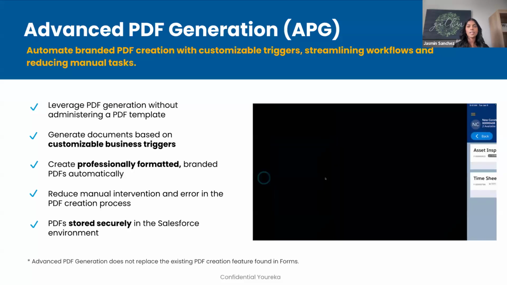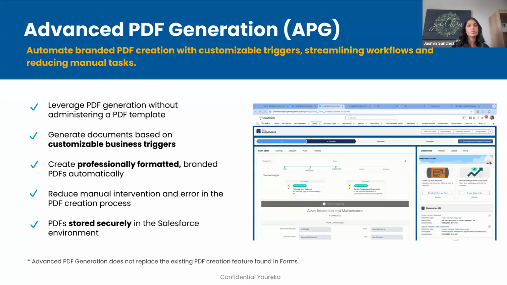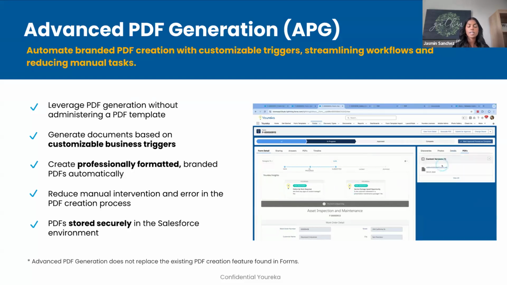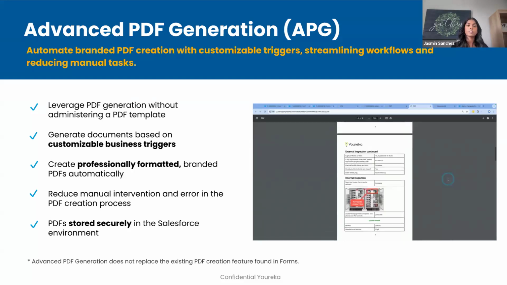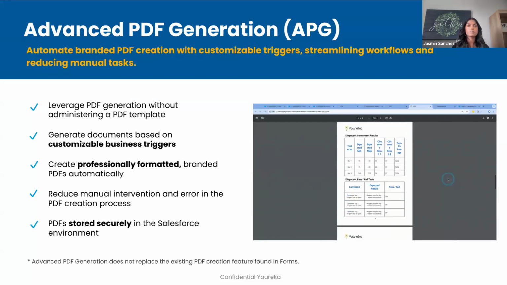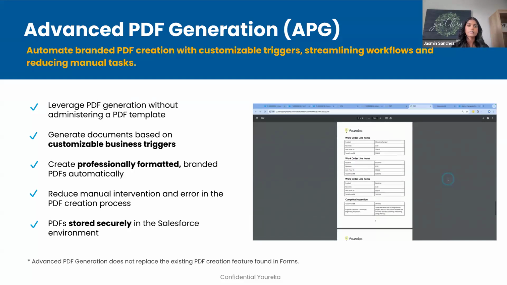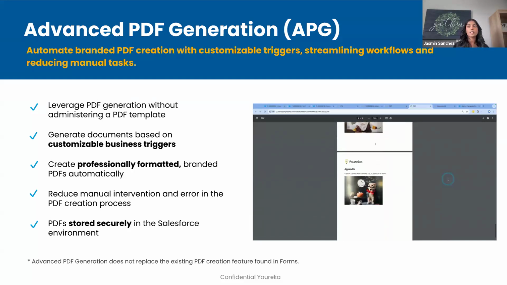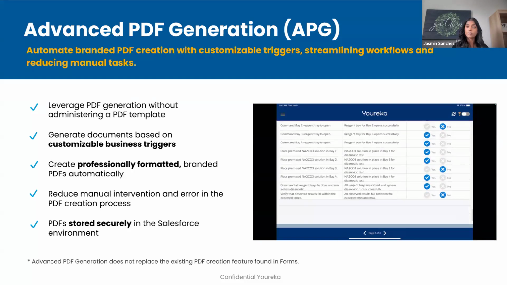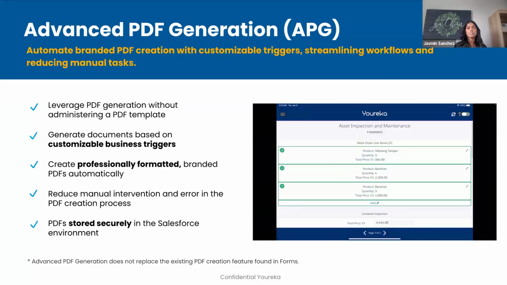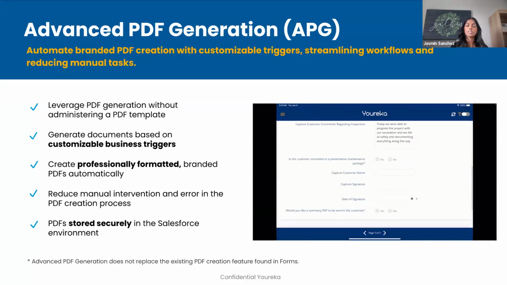I'm going to echo a lot of what Gary said, but this feature is a huge step forward for automating the creation of professionally formatted branded PDFs. Like Gary said, there were a lot of pains with the basic PDF generation feature, with a lot of white space. So you can see it's much more professional and concise. APG also allows you to generate documents based on customizable business triggers or flows, meaning you can automate the process based on specific conditions, saving time and effort.